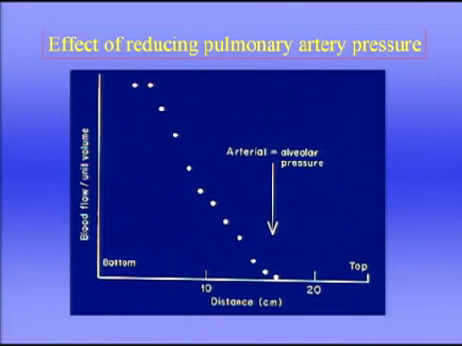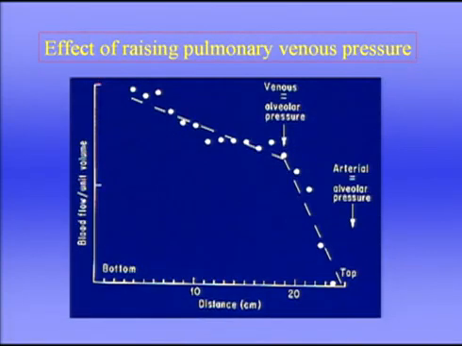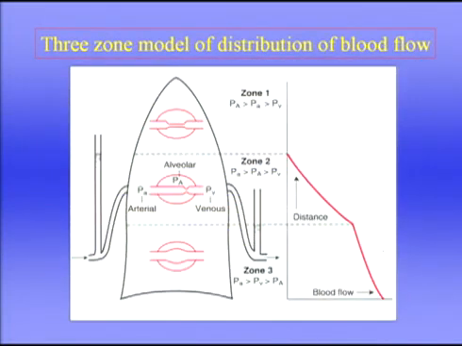We can also raise the pulmonary venous pressure, and you get a pattern often like this, where the blood flow in the lower part of the lung becomes more uniform, but again blood flow tends to fall to zero where the arterial pressure is equal to the alveolar pressure. And we can put all those measurements together in a three-zone model of the lung, which is shown here.